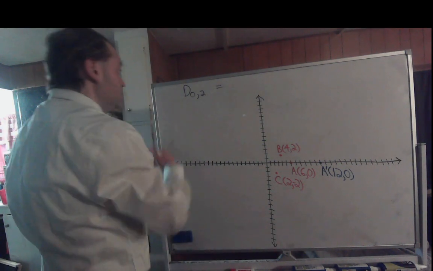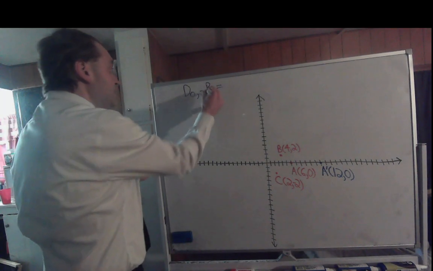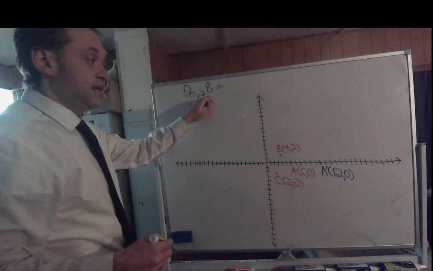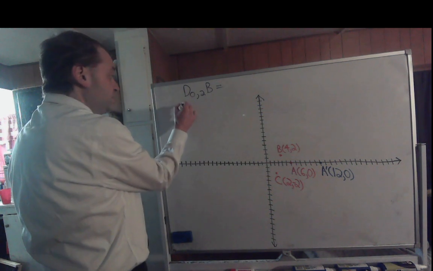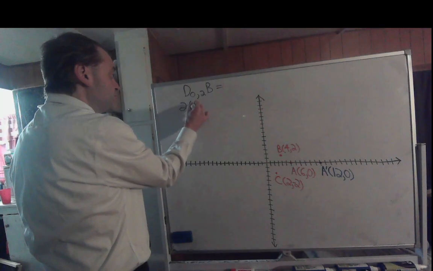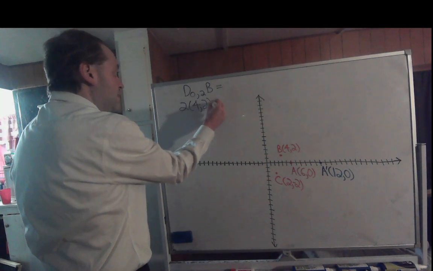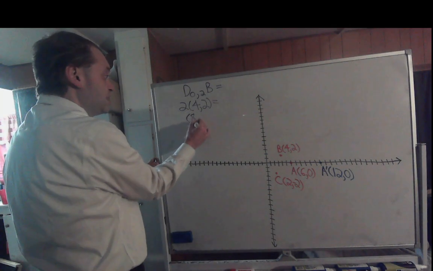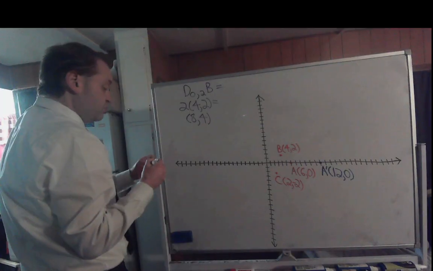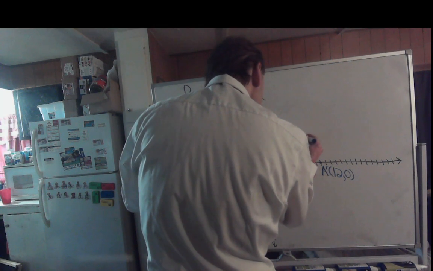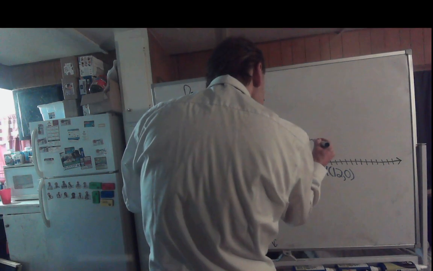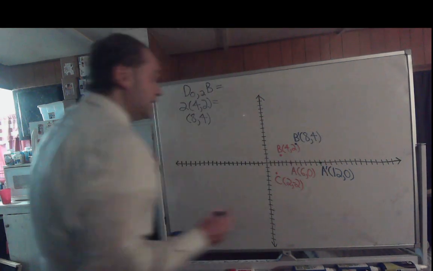So we are going to, of course, dilate through the origin at point B with a scalar multiple of 2. So take your coordinates of B, which would be 4, 2, and multiply that by the scalar multiple of 2. 2 times 4 is 8, 2 times 2 is 4. So B prime would put you at the point 8, 4, all the way over here.